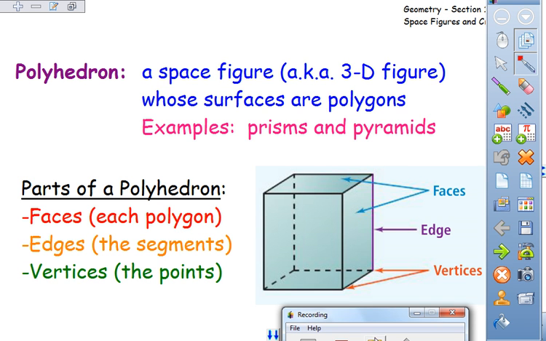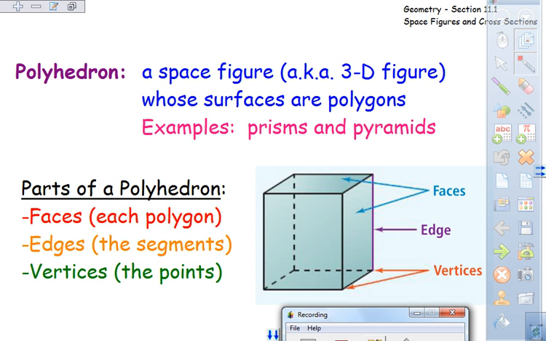Lesson 11:1, cross-sections and space figures. A polyhedron is a space figure, or a three-dimensional figure, whose surfaces are all polygons. So examples are prisms and pyramids. Parts of a polyhedron are faces, edges, and vertices.